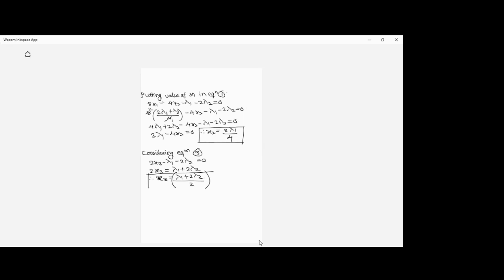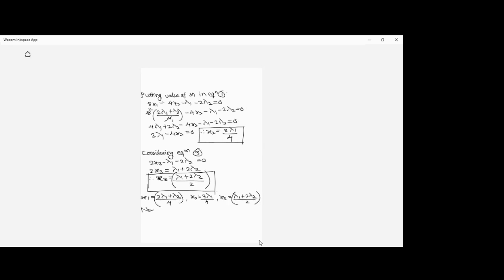So I think that you have got how we have found out the value of x1, x2 and x3 with respect to lambda 1 and lambda 2, right? So I'll just write the values here. x1 is equal to 2 lambda 1 plus lambda 2 upon 4, x2 is 3 lambda 1 upon 4, and x3 is equal to lambda 1 plus twice lambda 2 upon 2, right? I'm hoping that you have understood how these values came.